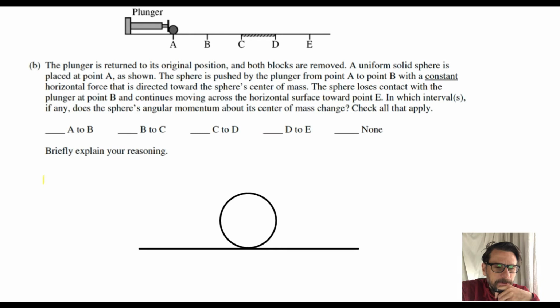So what we must do is to have a clear image of which are the forces acting in each of the stages in which the object is moving from A to B, from B to C, from C to D, and especially we must consider the specific points and direction in which those forces are acting, because what we must be able to determine is whether those forces are creating torque or not. So let's start. I have here a diagram showing the sphere and the surface in which the sphere is lying.